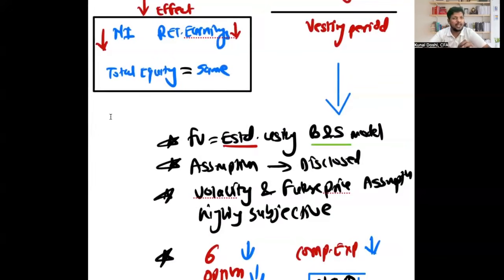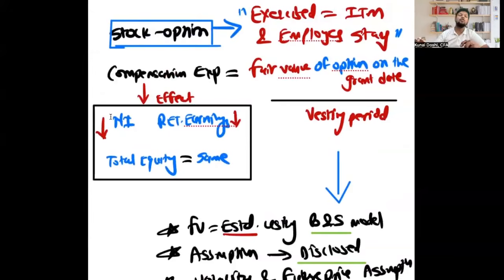Ideally, you can use any option pricing model, including Black and Scholes. IFRS and US GAAP do not mandate a particular model, but mostly Black and Scholes is more acceptable. It should be sound. So we are going to use the Black and Scholes model, and all the assumptions should be disclosed about the valuation.